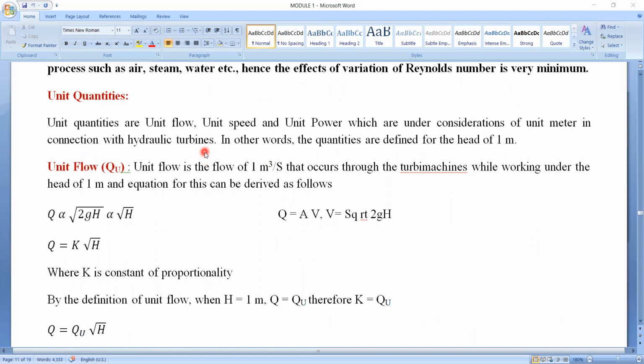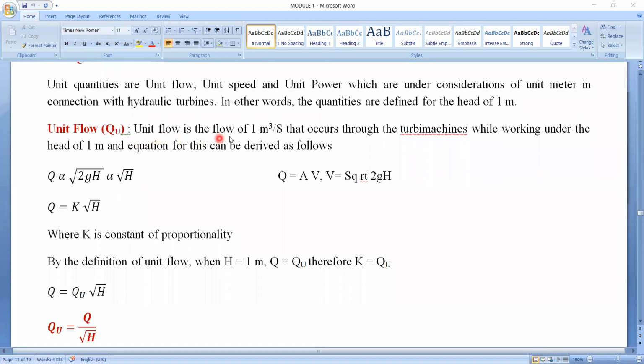Next, a very important topic is unit quantities. There are basically three unit quantities, namely unit flow, unit speed, and unit power. For each we will give the definition, and after that we'll obtain the formula. Okay, fine. The first one is unit flow. Unit flow is the flow of 1 meter cube that occurs through the turbo machine while working under a head of 1 meter. So unit flow is the flow of fluid through the turbo machine when it is working under the head of 1 meter.